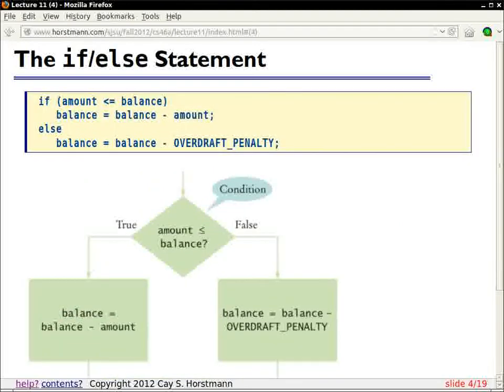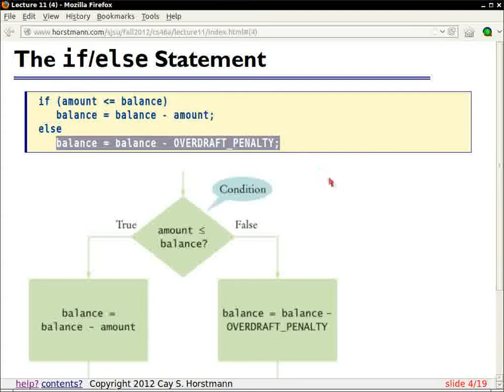What if you want to have a decision where you do one thing or the other? Then you use the if-else. And again, the syntax is very simple. You have the if, you have a condition. Here's the stuff that you do if the condition is fulfilled, and here's the stuff that you do when the condition isn't fulfilled.